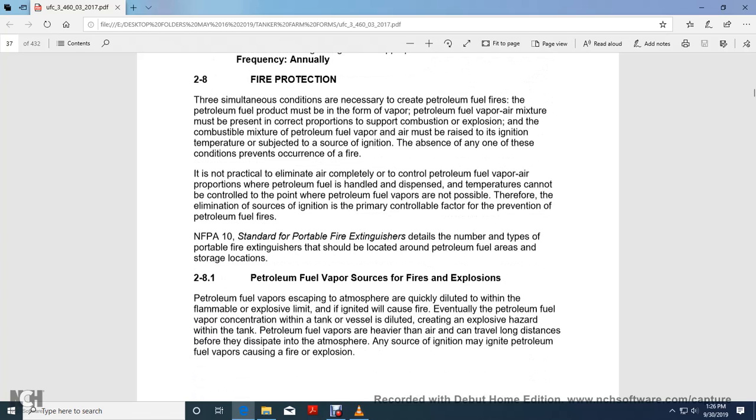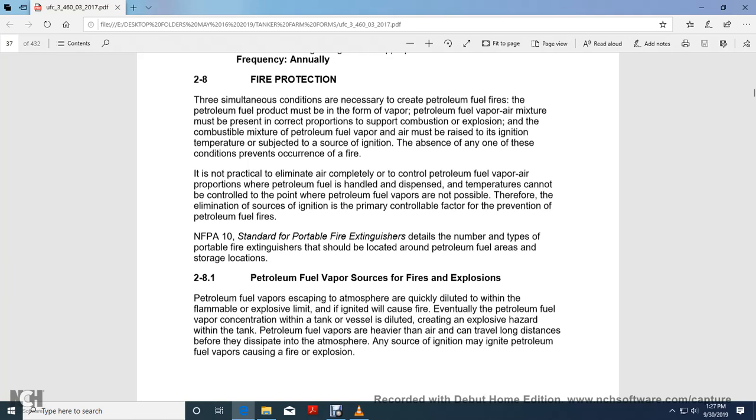2.8 Fire protection. Three simultaneous conditions are necessary to create a petroleum fuel fire. The petroleum fuel product must be in the form of vapor, and petroleum fuel vapor or mixtures must be present in the correct proportions to support combustion. An explosion requires a combustible mixture of petroleum fuel vapor and air raised to ignition temperature by a source of ignition. Absence of any one of the conditions prevents occurrence of a fire.